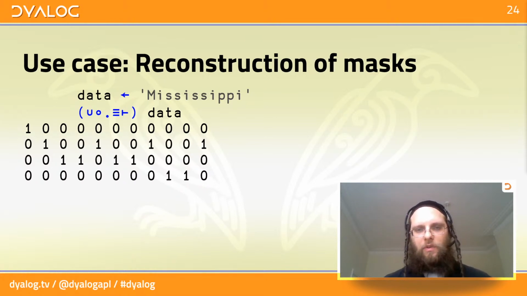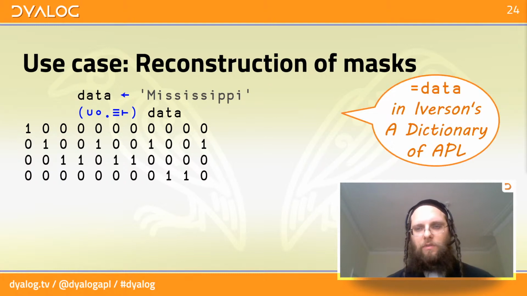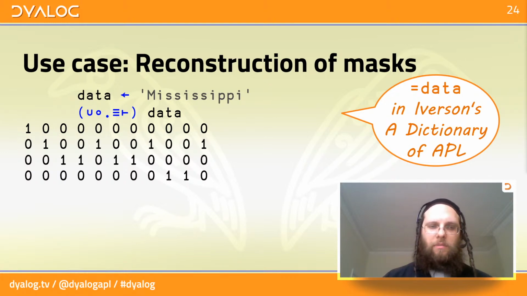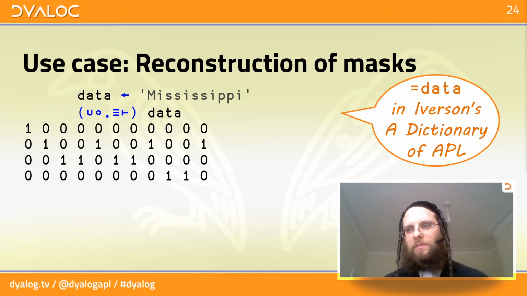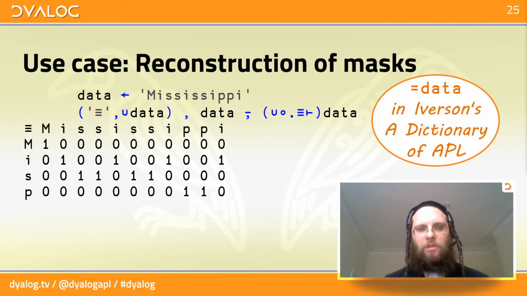Ken Iverson was very fond of it. So fond that when he wrote his dictionary of APL, where he expressed his vision for what APL could and should be, he made this a primitive to create this table. So monadic equal sign would give you this table for any array. We can understand why it's the equal sign, because it compares the equality between all the unique elements and all the elements.